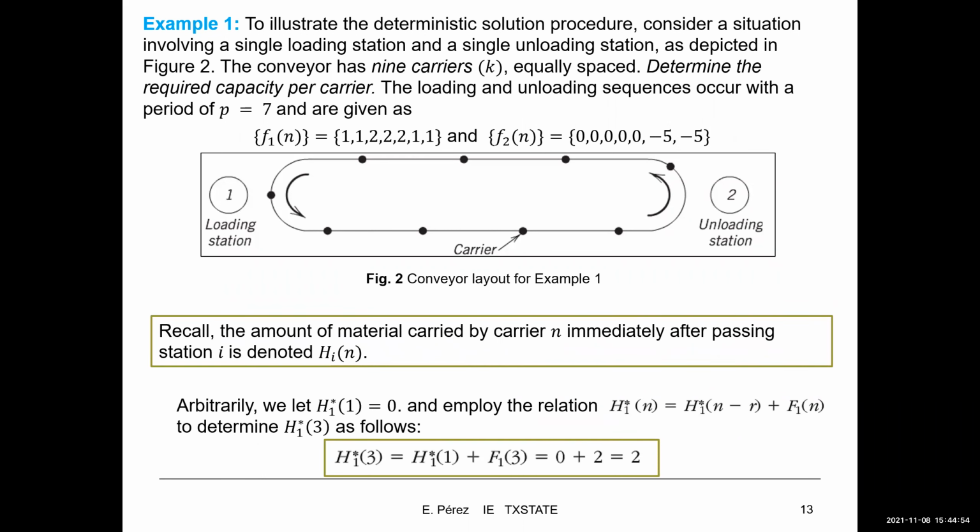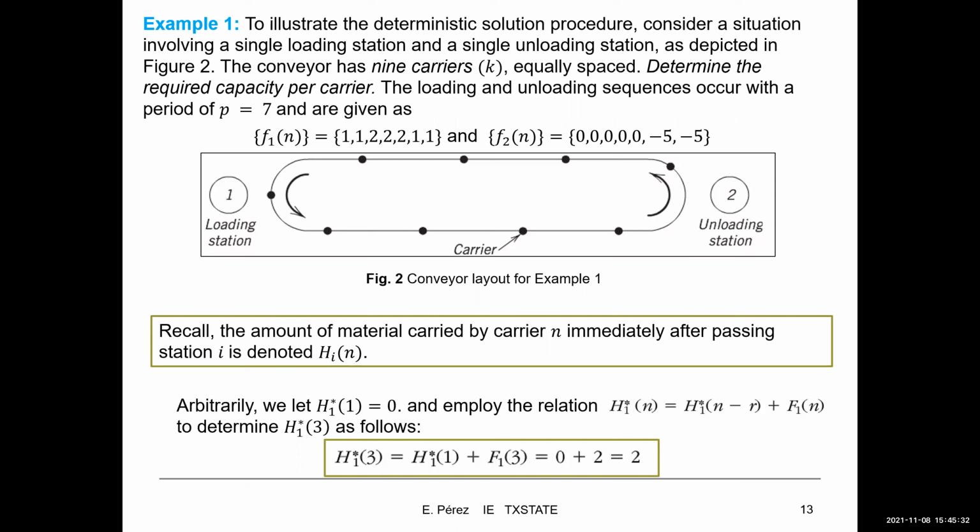So going back to the explanation, recall that the amount of material carried by carrier N immediately after passing this first station is denoted by H1 of N. So that's what's going to keep track of the amount of material carried by that carrier. And in order for us to find a solution or a sequence, we need to find an initial solution for the problem. So typically what we do is to set up the initial solution to 0.